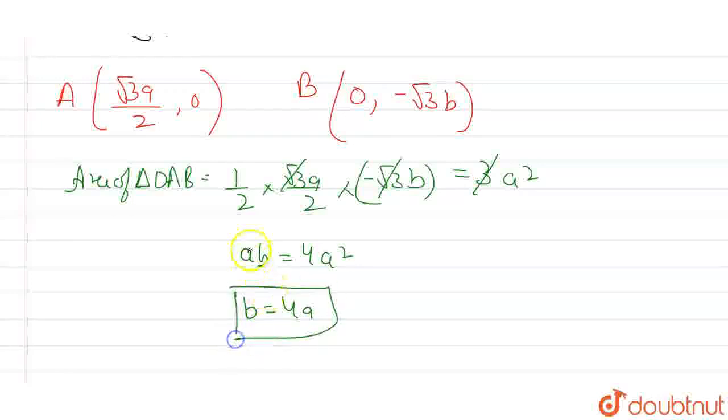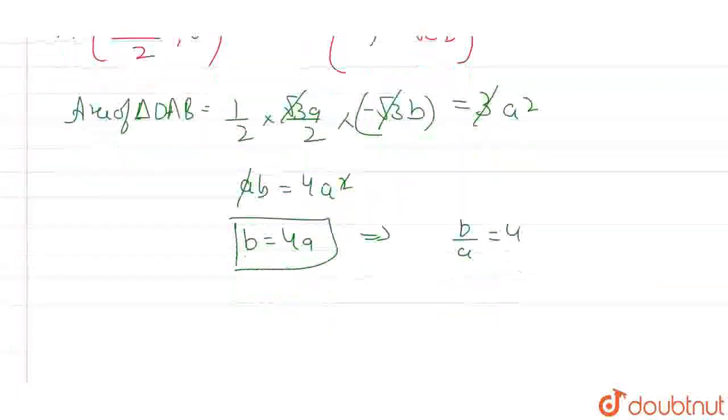So this is the relation between a and b: b equals 4a. From this I can clearly see that b by a is 4.